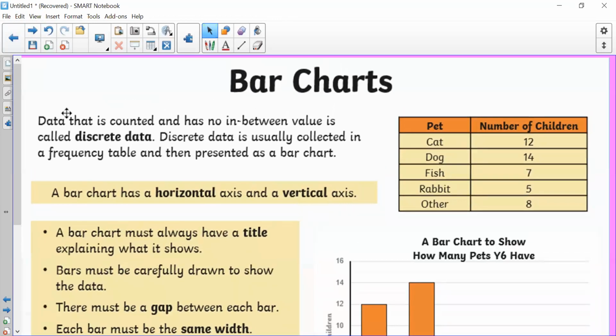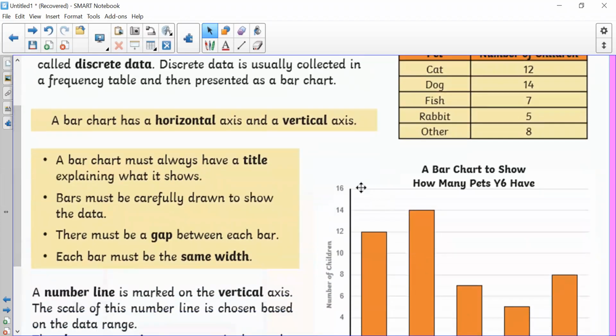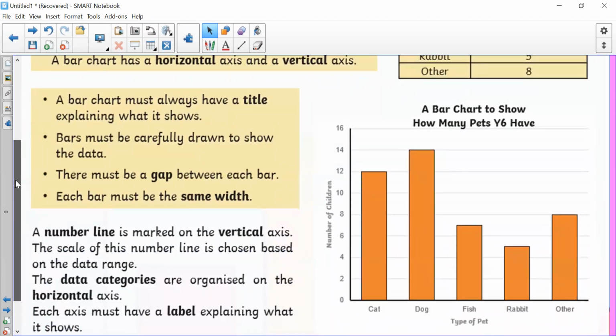Bar charts. Data that is counted and has no in-between value is called discrete data. That's what we just discussed last slide. Discrete data is usually collected in a frequency table like this, or it might be a tally chart, and then presented as a bar chart. A bar chart has a horizontal axis and a vertical axis. A bar chart must always have a title explaining what it shows.